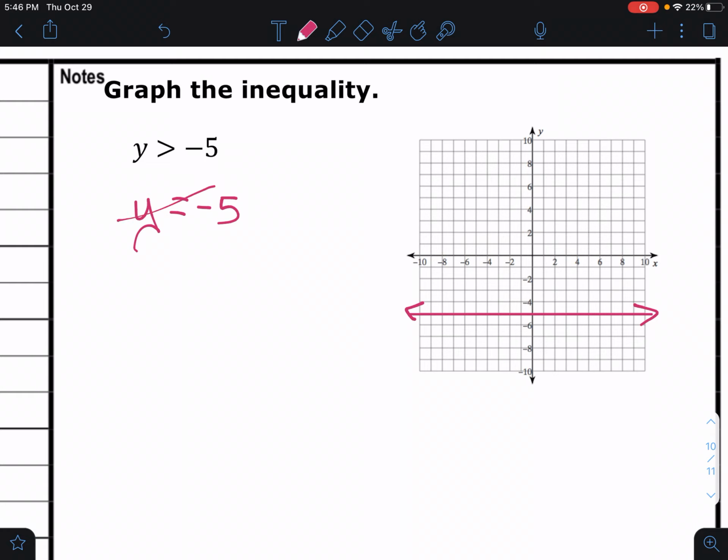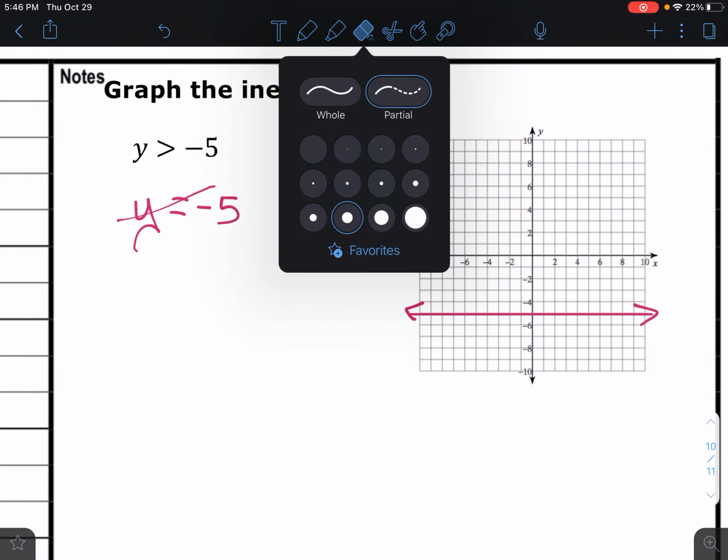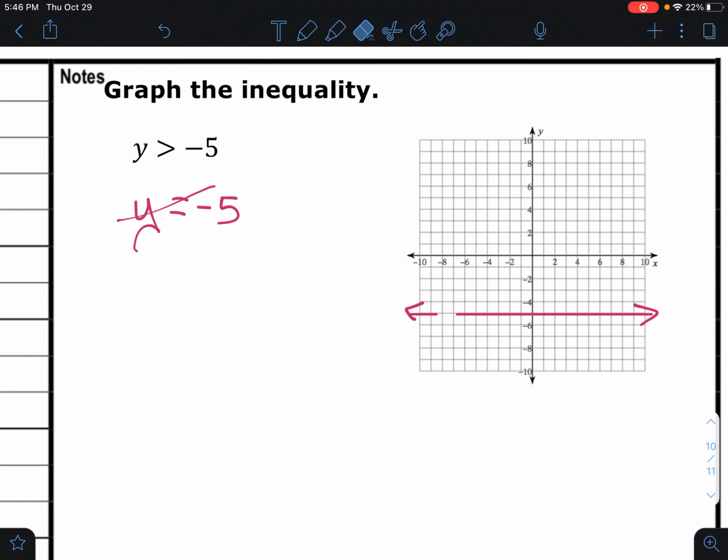It says y is greater than -5. So I need my eraser again, and I want to make this a dashed line. I don't want those points included. It's everything greater than -5. Now, everything greater than -5, you don't necessarily need to use a test point for this one. Everything greater than would be everything above. So I would shade the side 0, 0 is on.